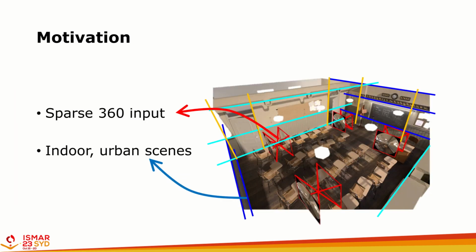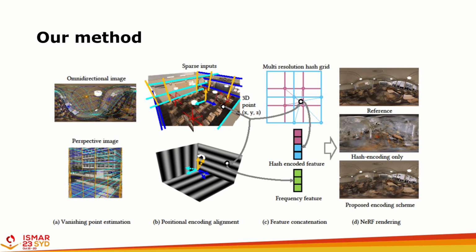Our motivation here is to improve the NeRF with sparse 360-degree inputs and refine the reconstruction of scene structure for indoor and city scenes. To address these challenges, we leverage the spatial smoothness and consistency offered by frequency encoding. We explicitly align the scene structure with the frequency encoding by estimating vanishing points from planar or 360-degree images.